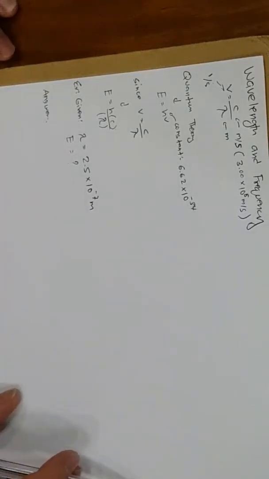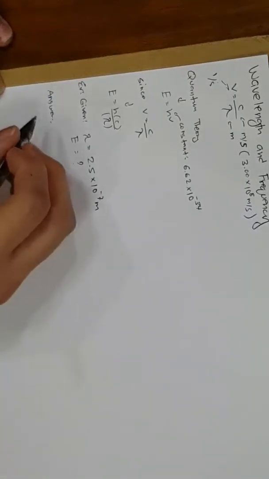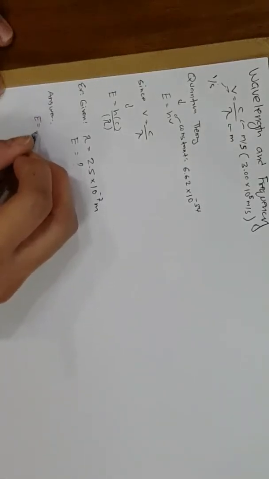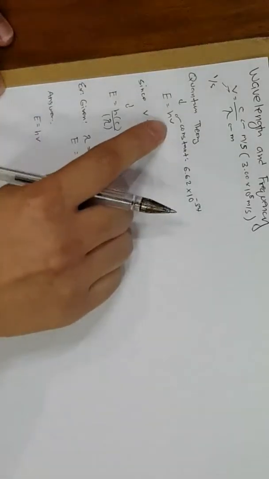So here is a sample problem where wavelength is 2.5 times 10 to the negative 7 meters, and we are asked to look for energy. And how would we do this? Simply by using the formula here in quantum theory.